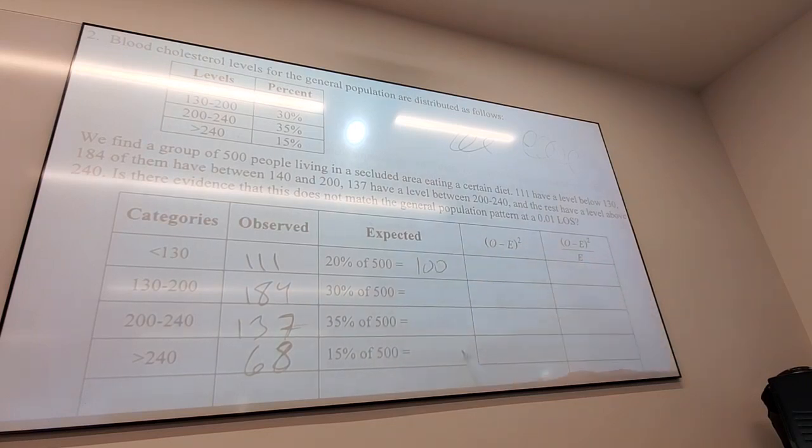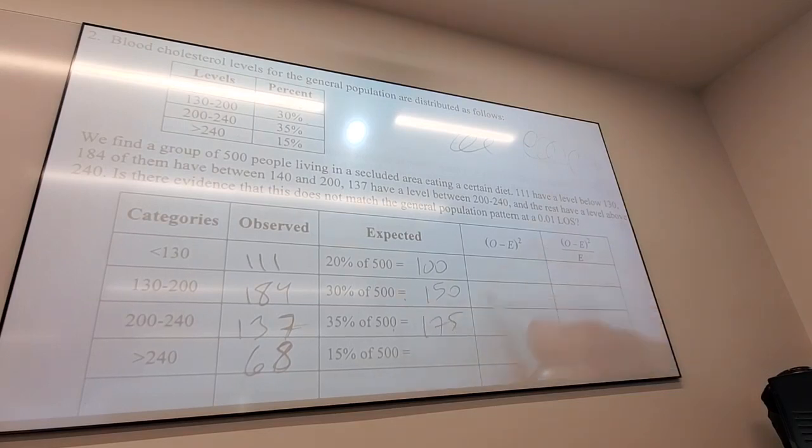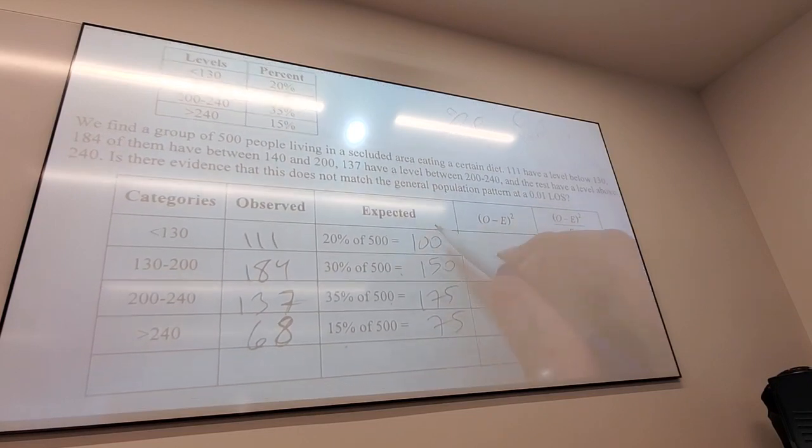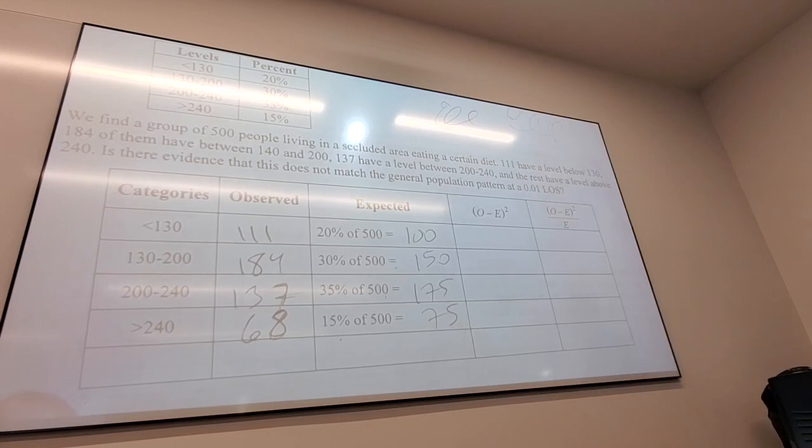100. I expect 30% between 130 and 200. 150. 35%, 175, yeah, 175. And then 75. And then you can double check yourself, make sure these add up to be 500, just to make sure you didn't multiply something wrong. It does.